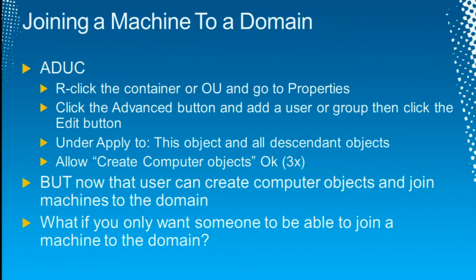So what happens if you don't want them to be able to create computer objects? Because you're going to lock down your deployments. You've got one group of people that create computer objects where they're supposed to be in your OU structure. And then you're going to allow a different user to actually join that machine to the domain, and that's all they can do. They can't create a computer object.